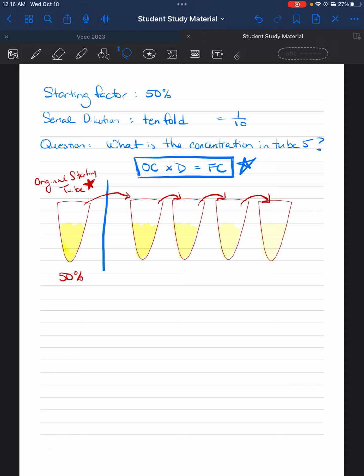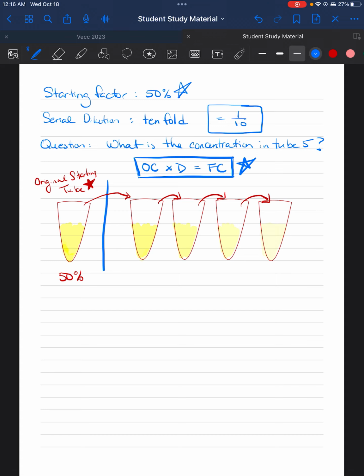Let's do a serial dilution using test tubes. What we're going to do here is have a starting factor of 50%. We're going to do a tenfold serial dilution, so we're going to have a 1 in 10 factor here. And let's just say we're going to ask ourselves, what is the concentration in tube 5?